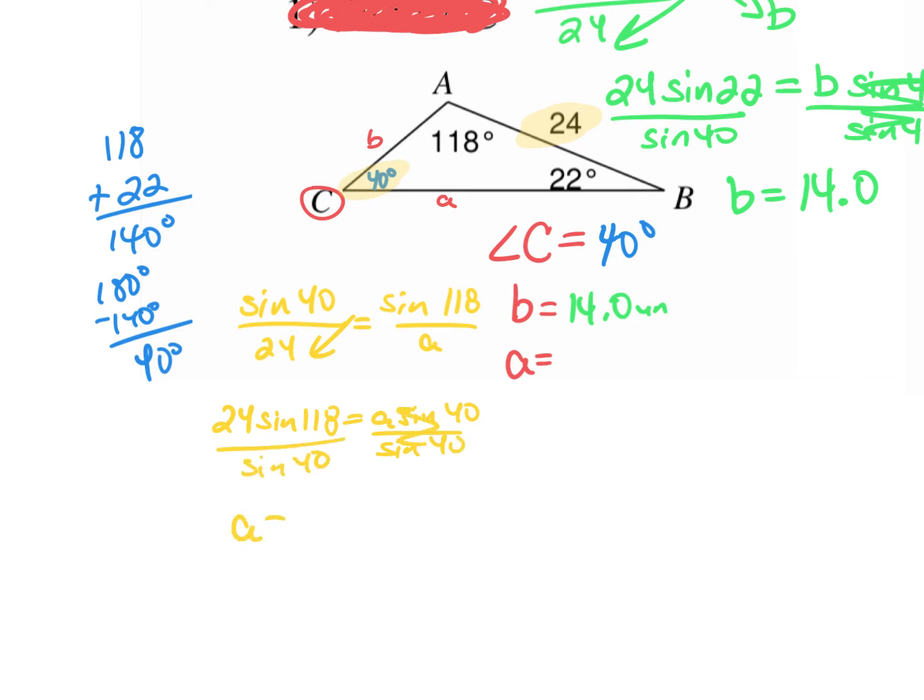And in your calculator, what is A about? Like 32.96? So it's about 33.0. So A is about 33.0 units.